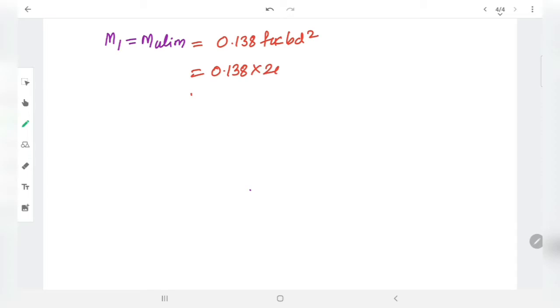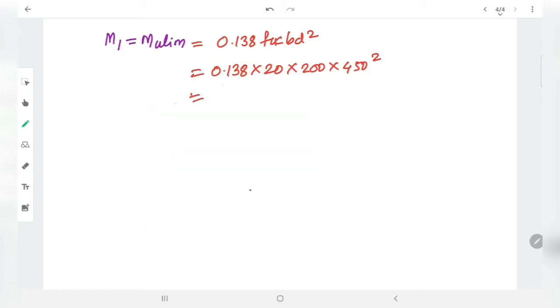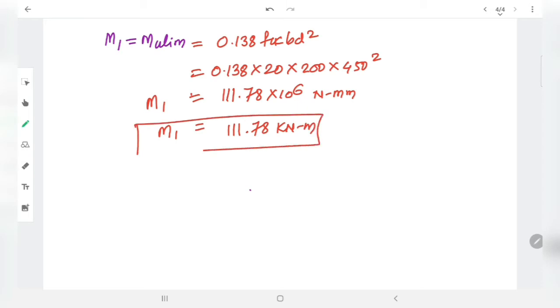0.138, fck is 20, b is 200 mm, d is 450 square. Already we have written these in the given data. So the total value of M1 is 111.78 into 10 to the power of 6 Newton mm. When you convert this into kilonewton meter, M1 is equal to 111.78 kilonewton meter. So this is the value of M1.